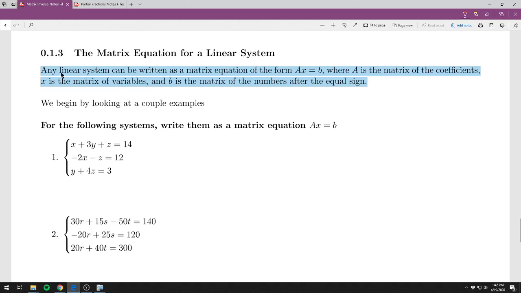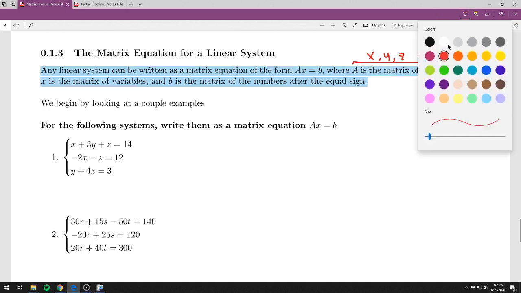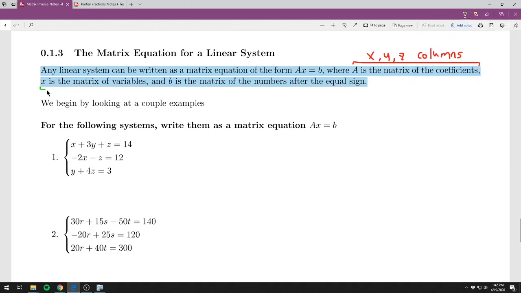So any linear system can be written as a matrix equation of the form AX equals B, where A is a matrix of the coefficients, so the X, Y, and Z columns, or whatever your letters are. X is the matrix of the variables. Now this can be misleading because X might actually be a variable in your problem, but it is a matrix of the variables. So it's going to look like a one-column matrix, which we'll see.